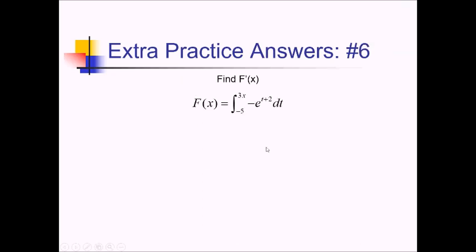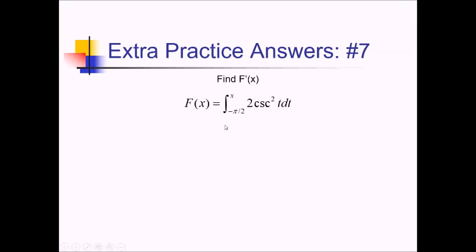For this problem, to take the derivative of this integral, I'm just going to use my fundamental theorem and undo the integral, plugging in the upper limit here for the variable. But because I have a 3x instead of an x, I'm going to need a little chain rule. So initially this is negative e to the 3x plus 2 times, now I have to multiply by the derivative of 3x, which is 3. So this is just going to be negative 3 e to the 3x plus 2.